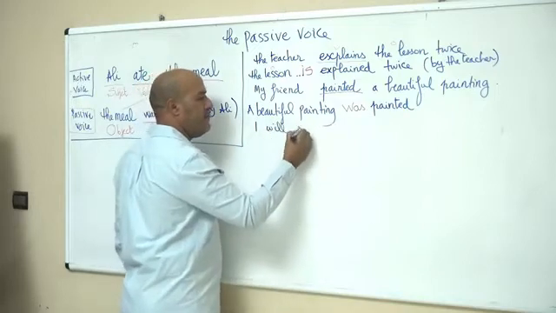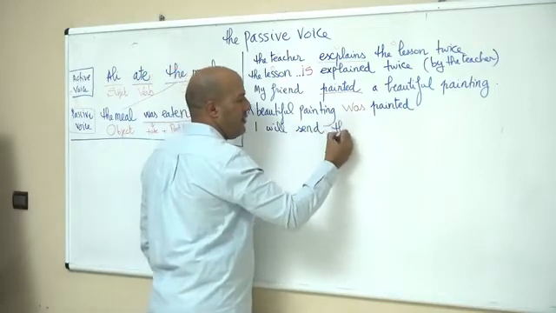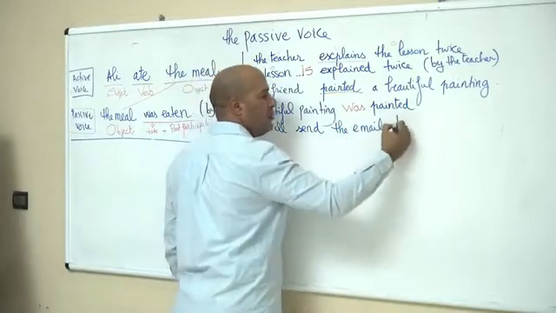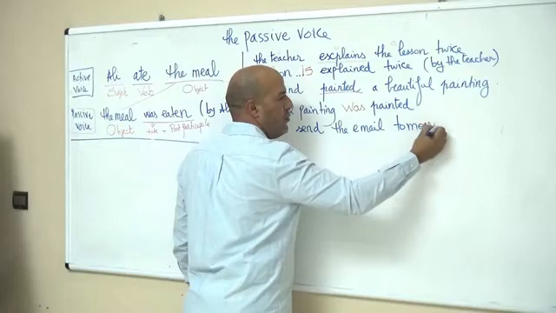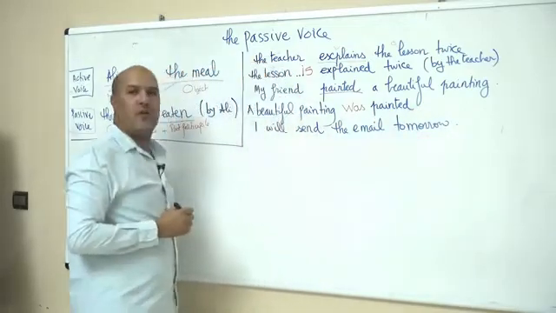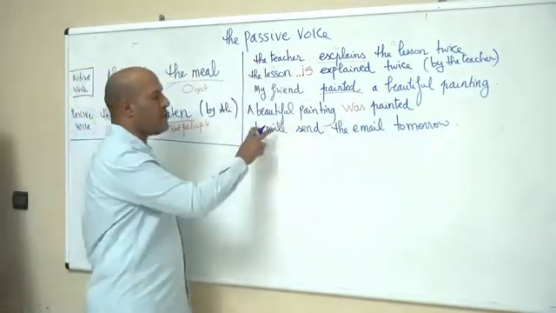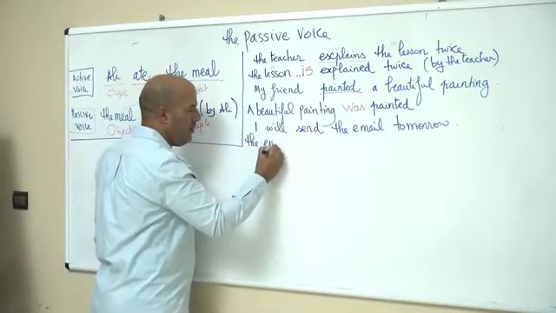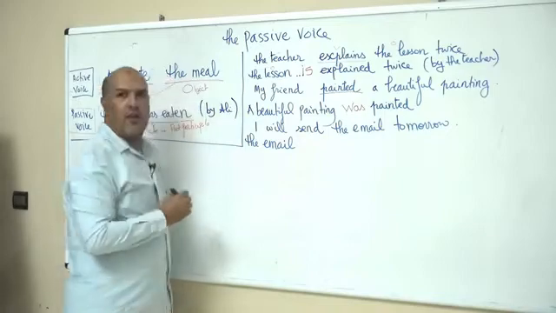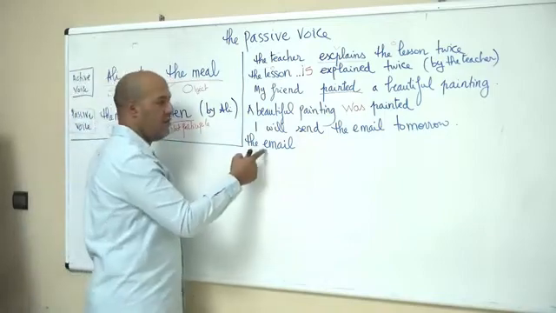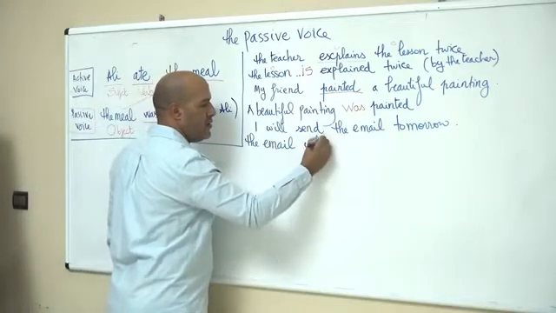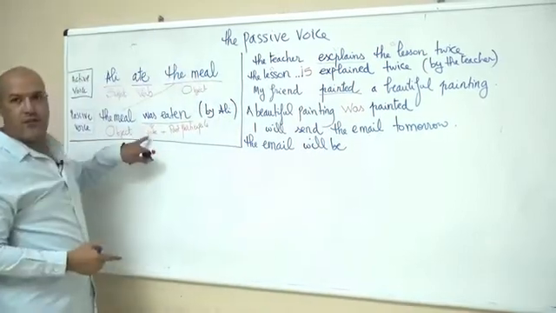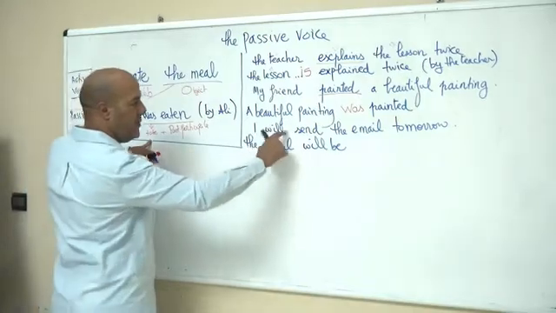I will send the email tomorrow. I will send the email tomorrow. If we want to change this sentence to the passive voice, we start with the email, it's the object, and we will say will be. The email will be, that's the verb to be in the future, because we have the verb here in the future.